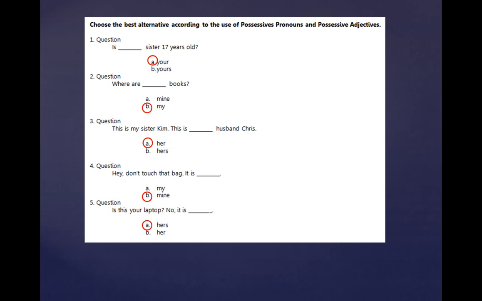Okay, this is my sister Kim. This is her husband Chris. Number 4, hey, don't touch that bag. It is mine. In this case, it's mine because it's at the end of the sentence. You see? It's at the end, and here it's not at the end. It's in the middle. And 5, is this your laptop? No, it is hers. You're saying that that laptop belongs to a girl. Okay? Let's continue.